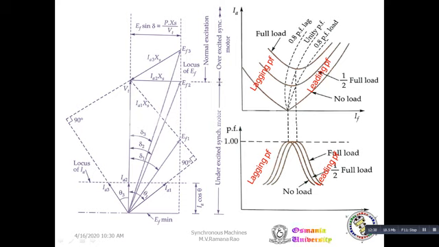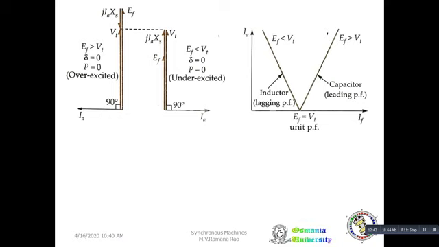So observe here, let us take when delta is 0. When delta is 0, power is 0. Okay. So when power is 0, for an overexcited machine, EF is greater than VT. So when delta is 0, EF and VT are in phase. Observe here, EF and VT are in phase all the time. Okay. So overexcited, let us take at the extreme condition, VT and IA are 90 degrees apart.